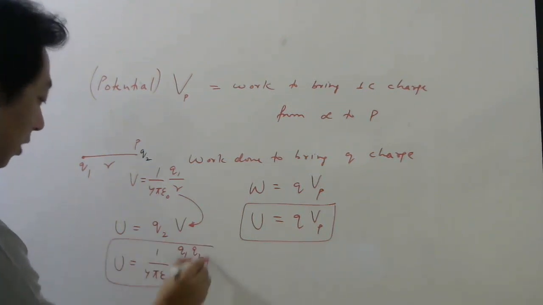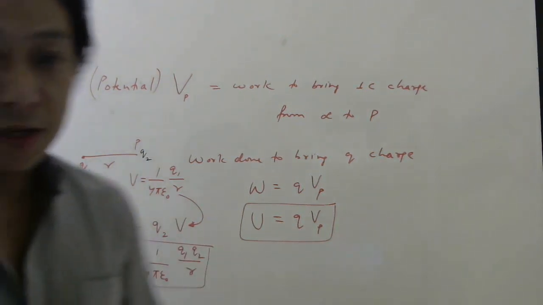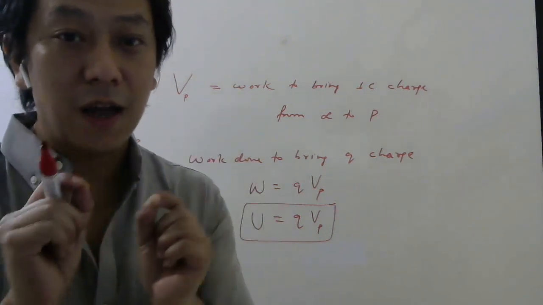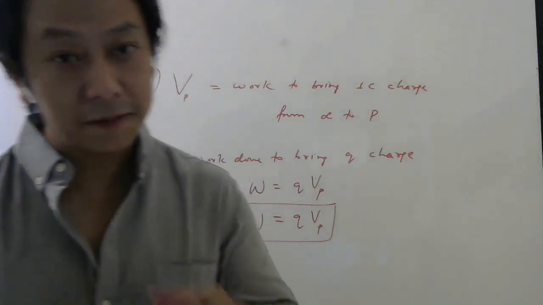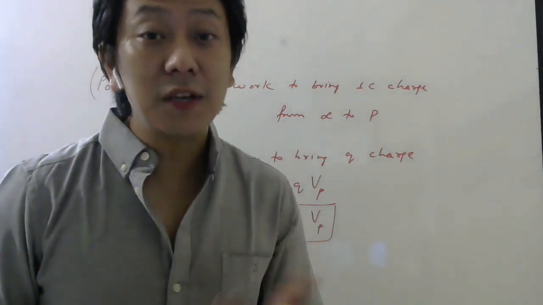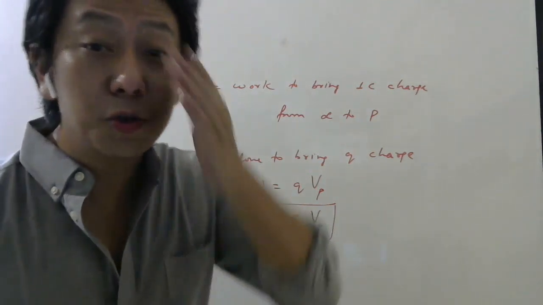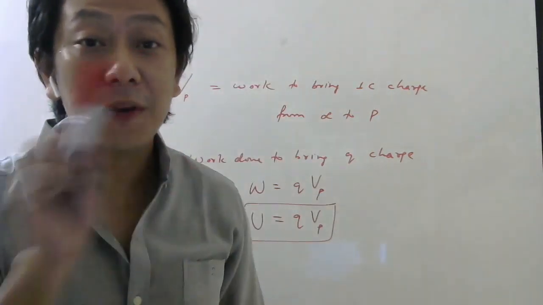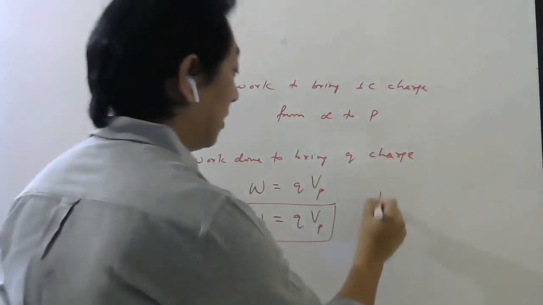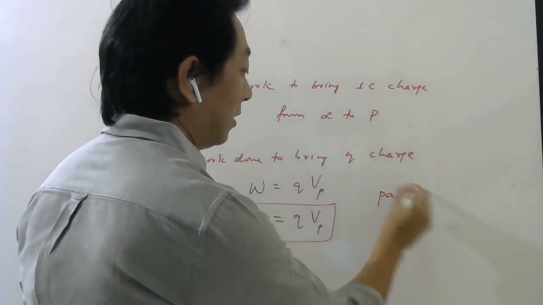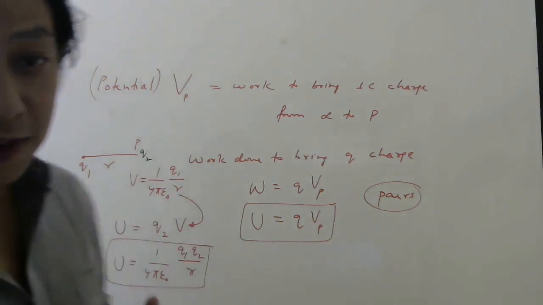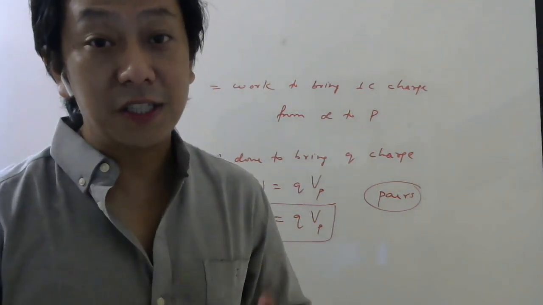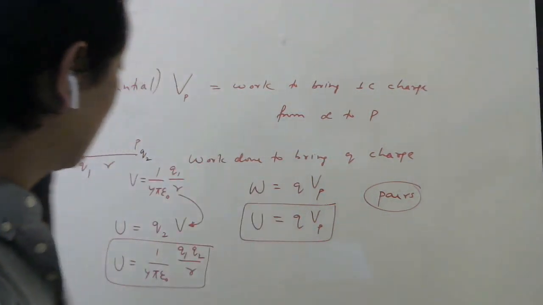So this is the potential energy between 2 point charges Q1 and Q2, or you can say the potential energy of the system consisting of 2 point charges. If there are more than 2 point charges, then you count how many pairs there are. For each pair you write this formula and then add all of them. That will be the total potential energy of the system.